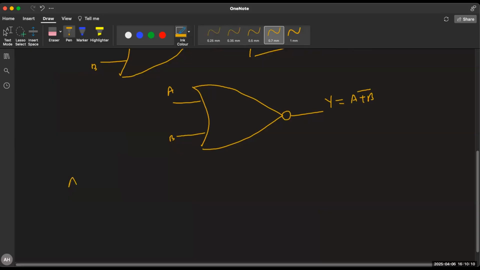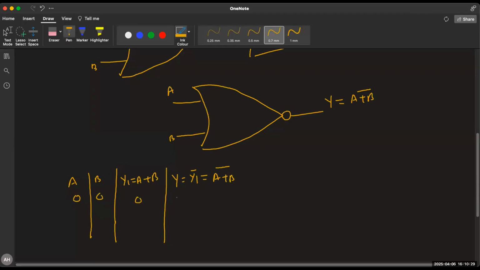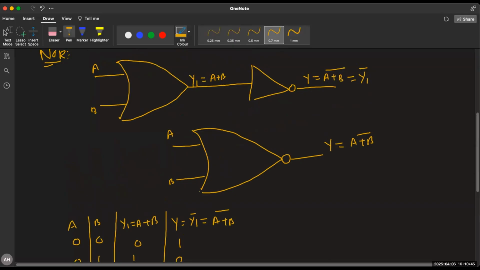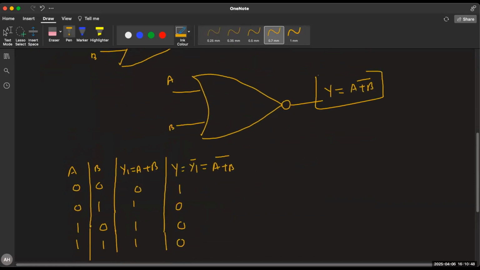So if I write the truth table, this is A, this is B, this is Y1, which is A or B, and this is Y, which is Y1 bar, which is (A or B) bar. If I take 0, 0, the OR is 0, but if you take the complement, it's 1. 0, 1: OR is 1, but the complement is 0. 1, 0: OR is 1, the complement is 0. 1, 1: OR is 1, but the complement is 0. So this is the truth table of the NOR gate, and this is the Boolean algebra of the NOR gate.